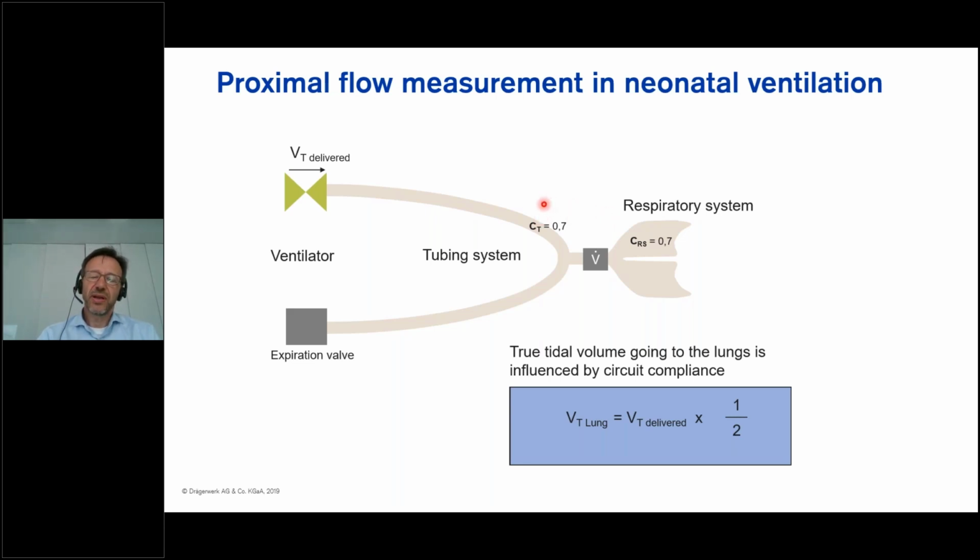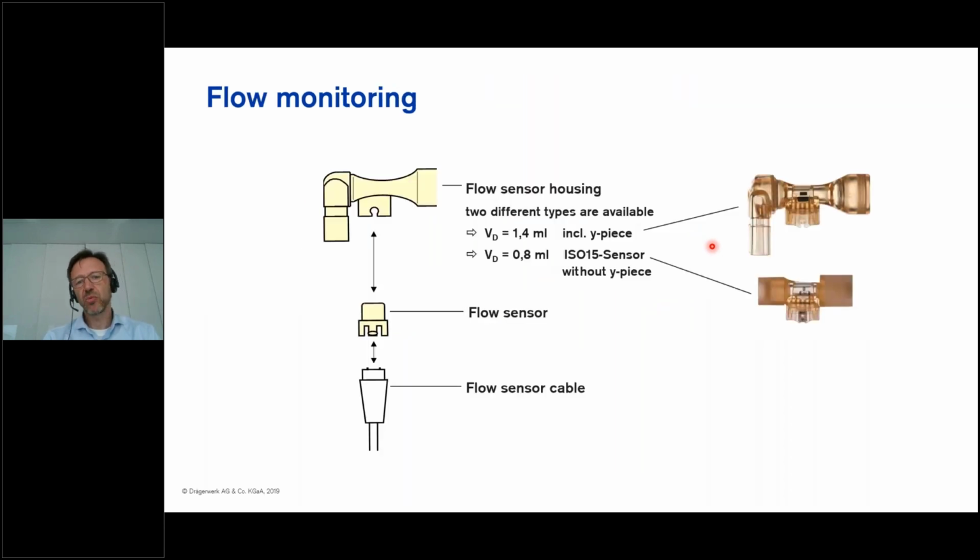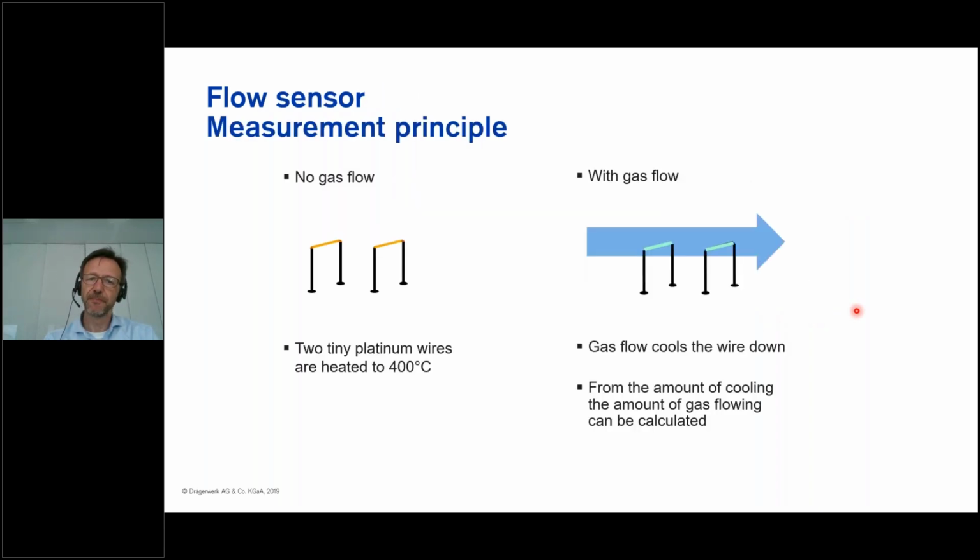We know that the patient circuit compliance is not constant, it is changing. Therefore, if we use a proximal flow sensor here in the middle in between, then we can accurately measure what tidal volume is really going to the lung. How can we measure this? We have two flow sensors for the Babylogs in our devices: one Y-piece flow sensor and one ISO flow sensor. The ISO flow sensor has a lower dead space and therefore it's recommended for premature, extremely low birth weight babies.